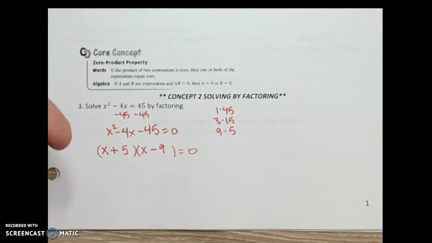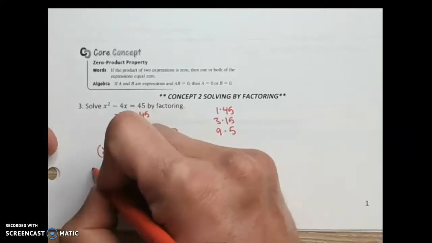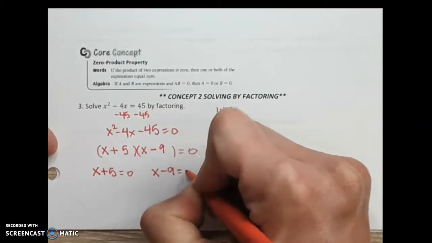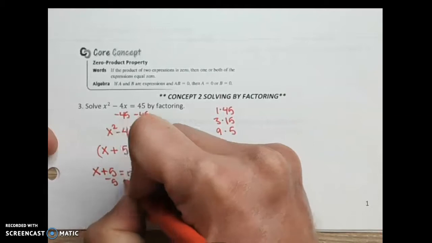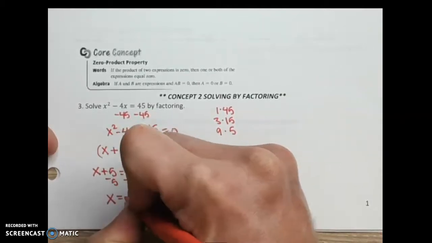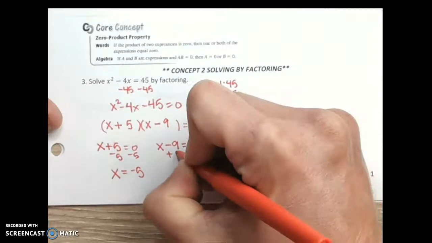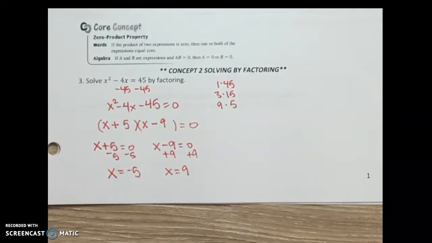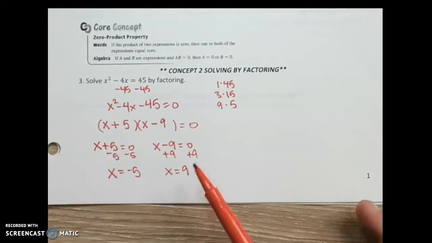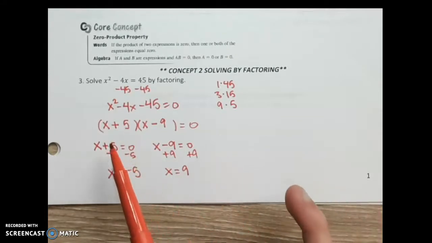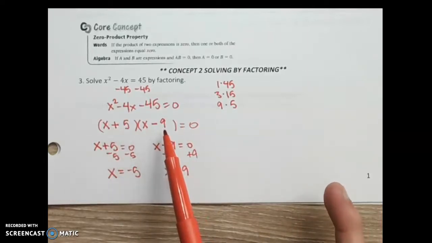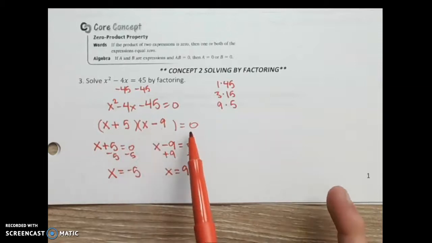And then, once I have that, I can solve for x by setting each factor equal to 0. And solving. So if I subtract 5 on this side, I get x equals negative 5. And if I add 9 on this side, I get x equals positive 9. And therefore, I solved for x. Now it has two different solutions. If I plug them in here, you'll see negative 5 plus 5 is 0, and then negative 5 and negative 9 is negative 14. 0 times negative 14 is still 0, right?